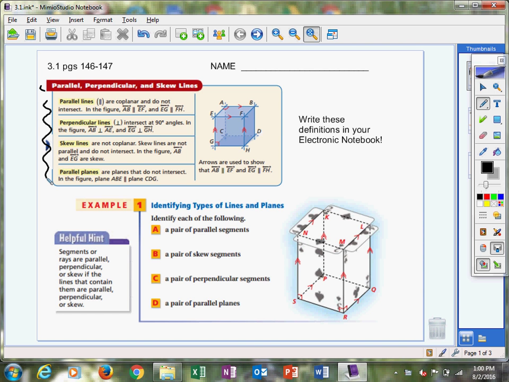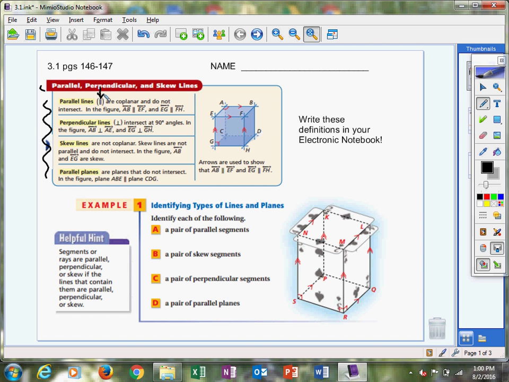The first thing, parallel lines, and you can see that we have 2 long skinny lines here. That's our symbol in geometry for indicating that lines are parallel, okay? So your definition states this: parallel lines are coplanar, so that means they lie in the same plane, and they don't intersect. They wouldn't be parallel if they intersected, right? So in the figure to the right there, that cubed shape, it says line AB is parallel to EF and EG is parallel to FH. So it's given you some ideas.